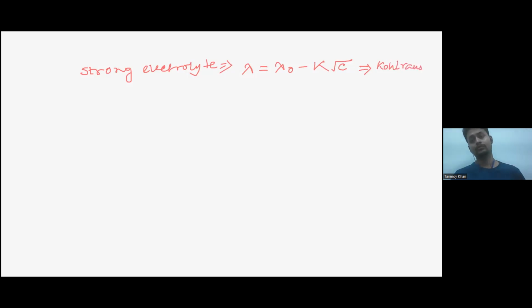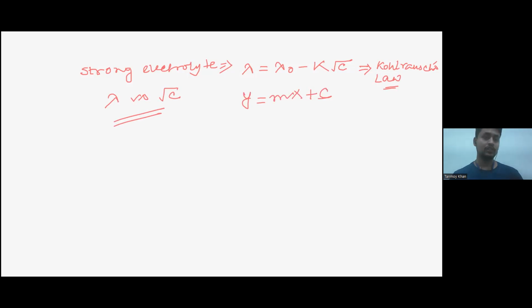Kohlrausch law. This gives the conductance for a strong electrolyte. So now, if you want to draw lambda versus root C, how will it look? Don't worry, just go back to your first class numbers. We know the equation of a straight line, that is y equals mx plus c. This looks somewhat like that.